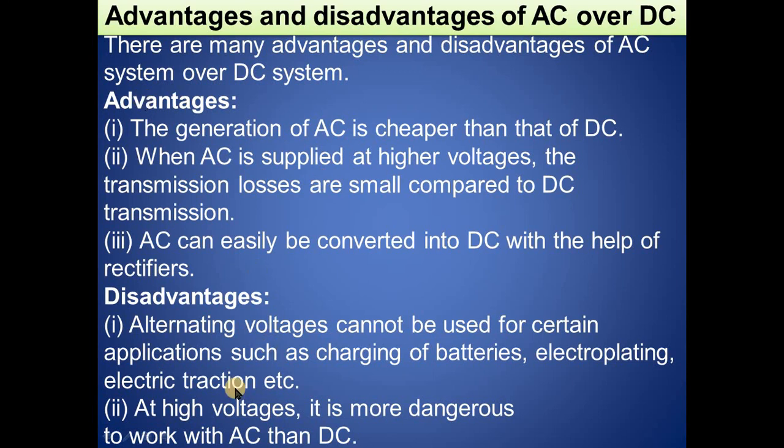Please note it down. Once again, repeat the advantages. The generation of AC is cheaper than that of DC. When AC is supplied at higher voltages, the transmission losses are small compared to DC transmission. Third point, AC can easily be converted into DC with the help of rectifiers. Then the disadvantage is that alternating voltage cannot be used for certain applications such as charging of batteries, electroplating and electric traction, etc. The last disadvantage is that at high voltage it is more dangerous to work with AC than DC.